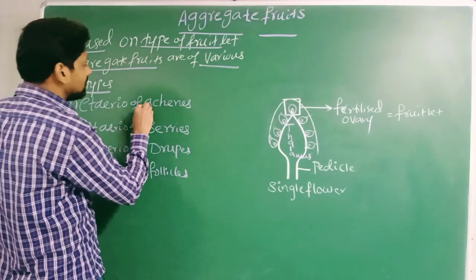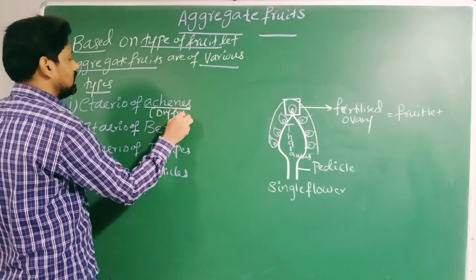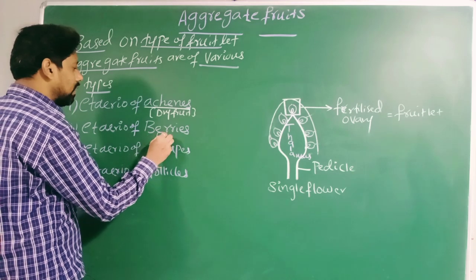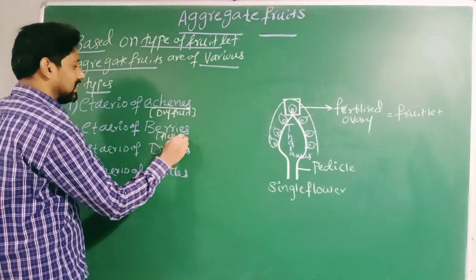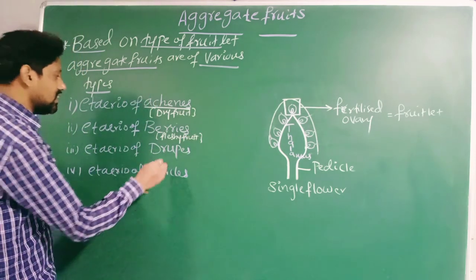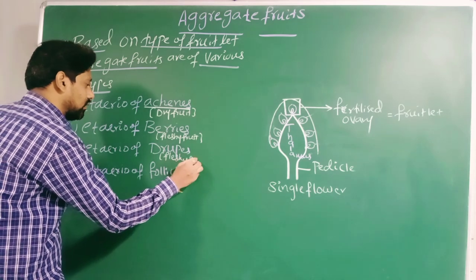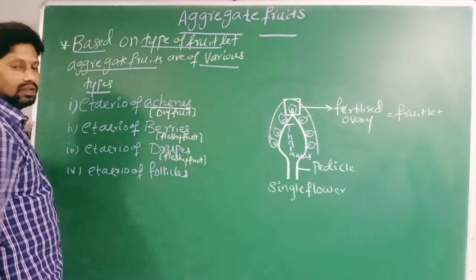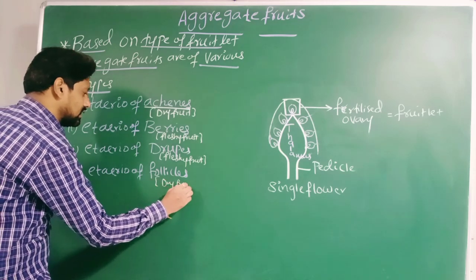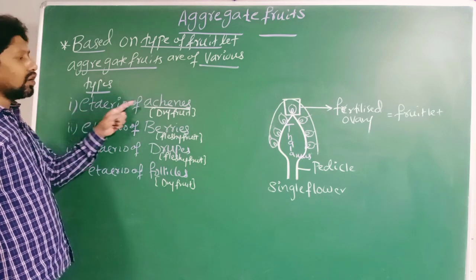Sir, we already read this: achene is a type of dry fruit. Yes or no? Berries are a type of fleshy fruit. Drupe is also a type of fleshy fruit. Follicle is a type of dry fruit.